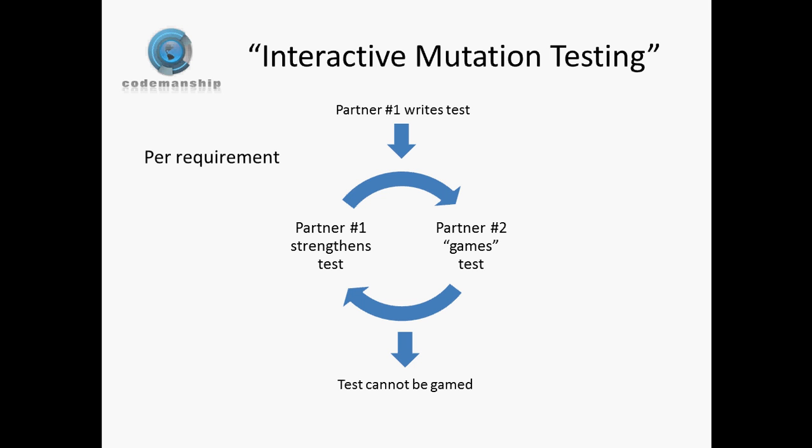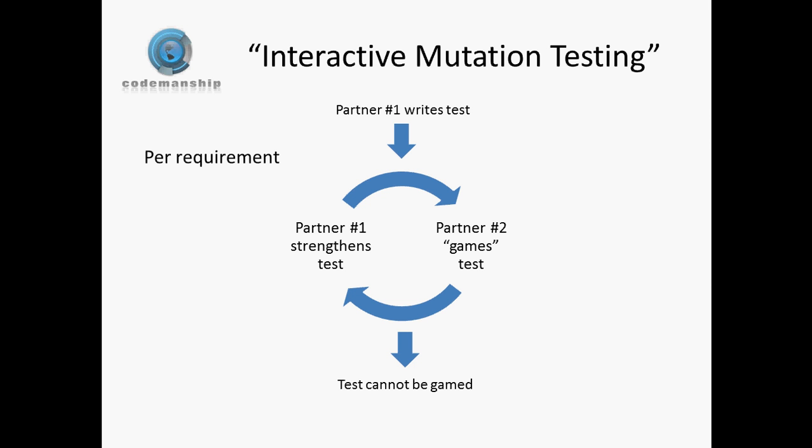If you can game the test, you then hand your keyboard back to your partner, and they have to find a way to strengthen the test so that it kills your mutant, so that you can't game it anymore. And you go round in this cycle, gaming the test and strengthening the test until it's not possible to game the test anymore, and then you move on to the next requirement and take it in turns like that. So this can be a very powerful technique of essentially interactive mutation testing, to close the gaps in your tests as they're being written.